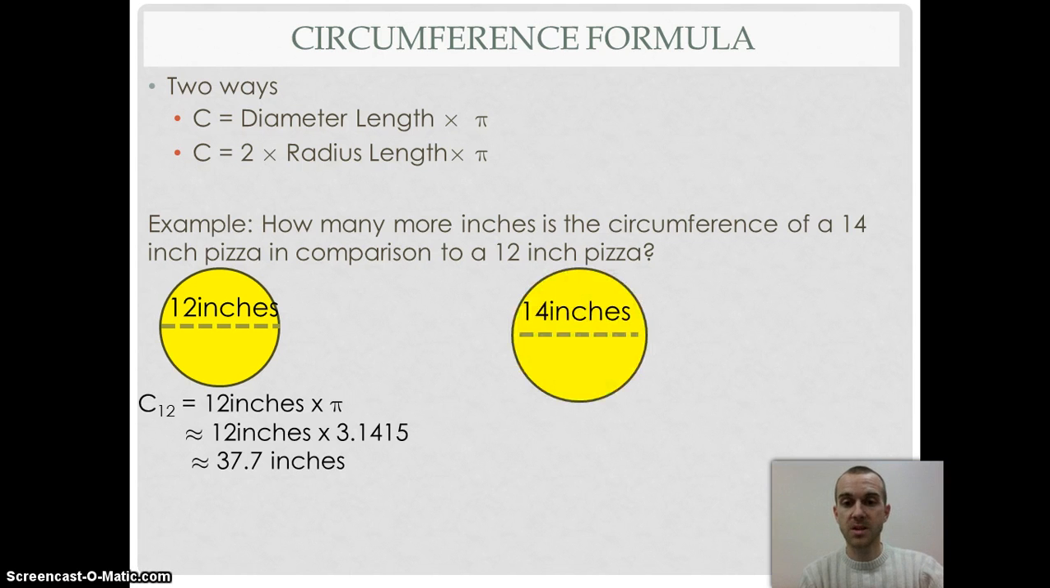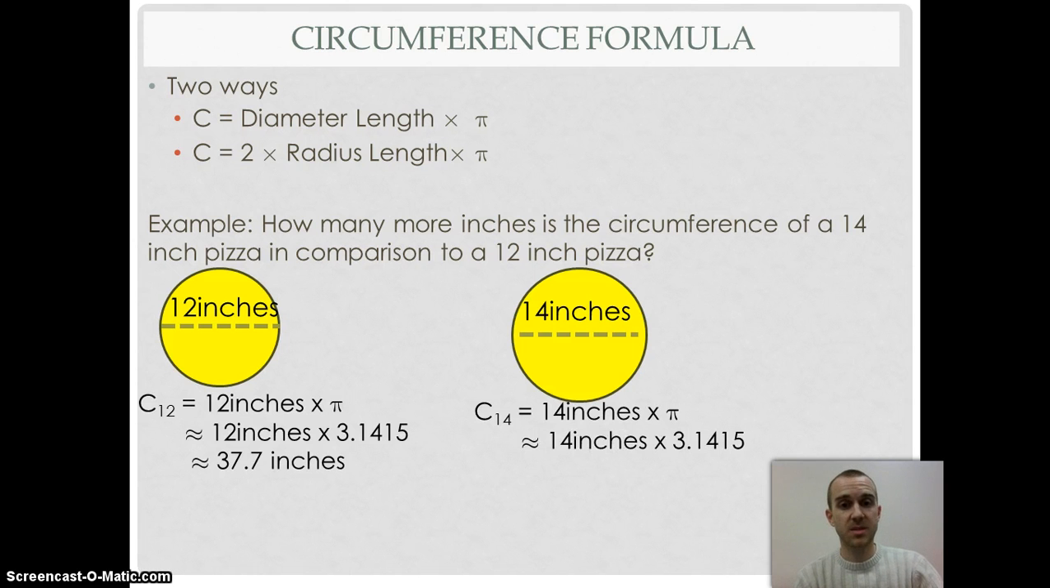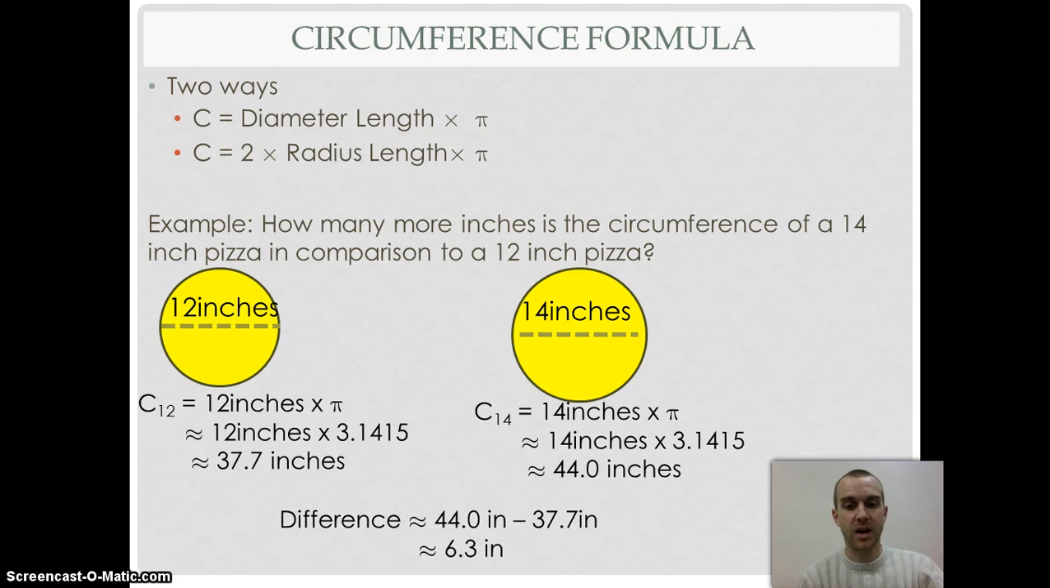If I did that with the 14-inch, again, that's the diameter, so it's diameter times pi. Get an approximate value for pi, and it's about 44 inches. So if I want to know what's the difference in those two circumferences, I would subtract the smaller from the larger and see that the 14-inch pizza has about 6.3 inches more in its circumference.